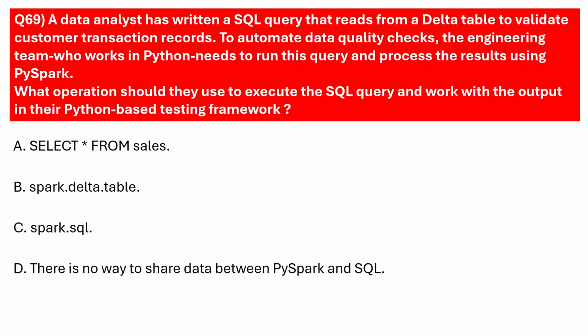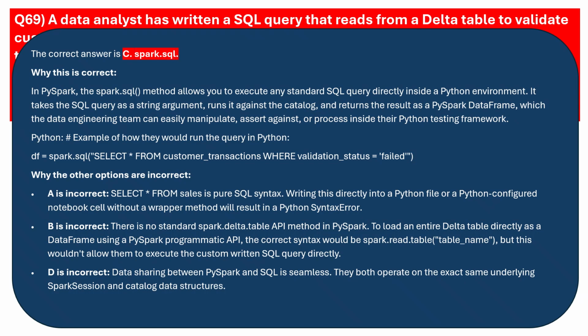Q69. A data analyst has written a SQL query that reads from a Delta table to validate customer transaction records. To automate data quality checks, the engineering team who works in Python needs to run this query and process the results using PySpark. What operation should they use to execute the SQL query and work with the output in their Python-based testing framework? A. Select asterisk from sales. B. Spark.delta.table. C. Spark.sql. D. There is no way to share data between PySpark and SQL. The correct answer is C.